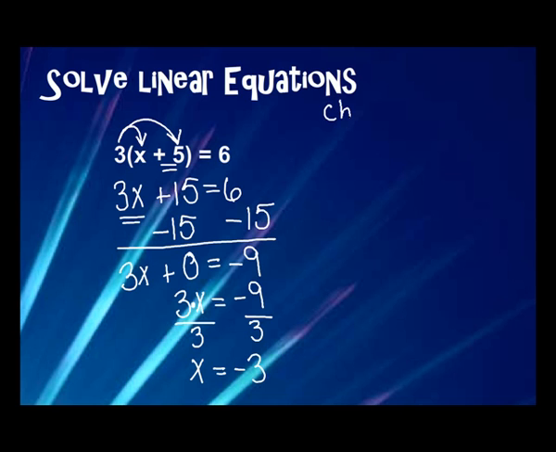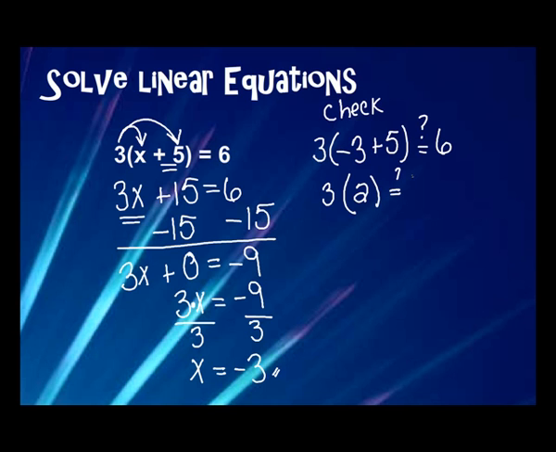Well, let's check that just to make sure that we're right. So I have 3, the parentheses. Now remember, x, we think, is negative 3. So I'm going to put negative 3 in for x plus 5. And I'm going to put a question mark and an equals because we're not sure it equals 6 yet. Now orders of operation say I have to do what's in parentheses first. So I'm going to have 3 times negative 3 plus 5 is 2. And hopefully that's going to equal 6. And yep, 3 times 2 is 6. Since 6 equals 6, I know that my answer, my solution to this equation, is x equals negative 3.